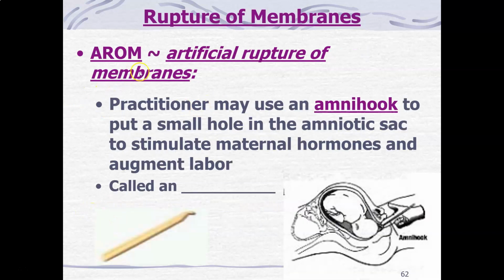All right, we may do an artificial rupture of membranes, or an AROM. The practitioner uses something called an amni hook, which is this right here, to put a small hole in the amniotic sac to stimulate the maternal hormones and to augment labor. Okay, and the procedure itself is called an amniotomy. So doing an artificial rupture of membranes is called an amniotomy.